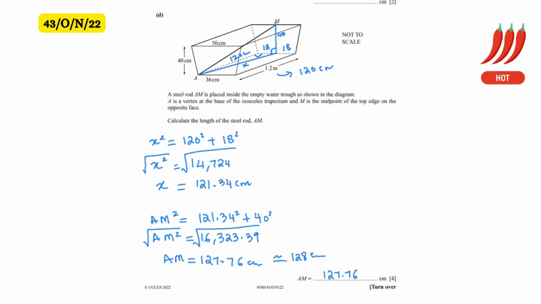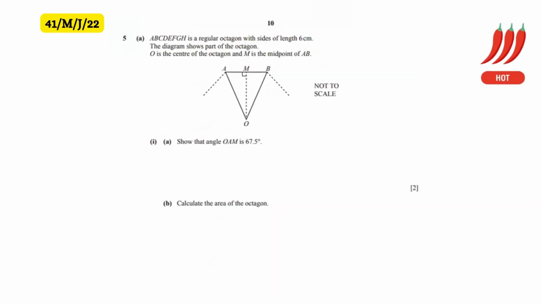That's your answer. Question 5 says ABCDEFGH is a regular octagon with sides of length 6 centimeters. The diagram shows part of the octagon. O is the center of the octagon and M is the midpoint of AB. Show that angle OAM is 67.5.